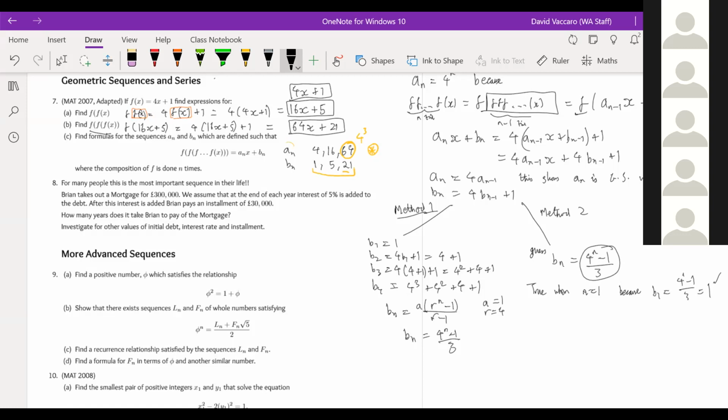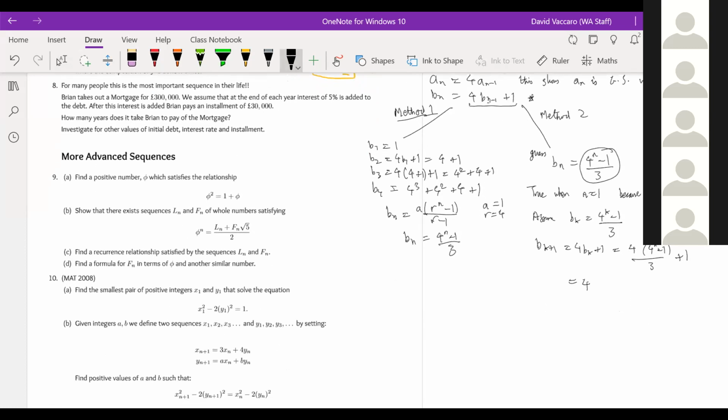But let's assume that it worked for some later value. So let's assume bk is equal to 4 to the k minus 1 over 3. Now, at the moment, the only value of k we know this is true for is k equals 1. But what we know is we've got a relationship that tells me how bk plus 1 is related to bk, because it's 4 bk plus 1, which is now 4 times 4 to the k minus 1 over 3, plus 1.